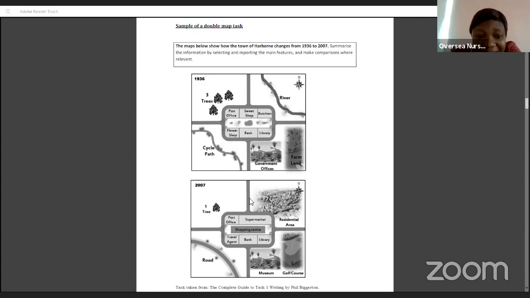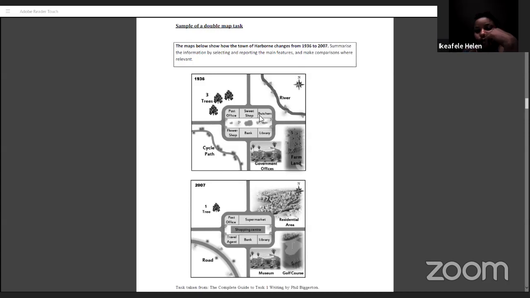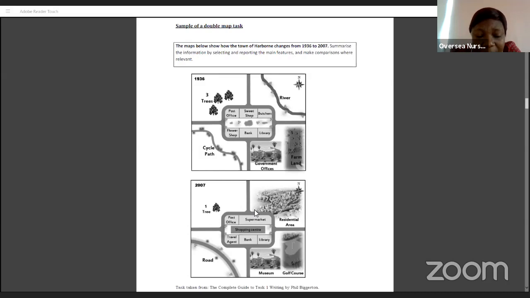They have totally scrapped the sweet shop and the butcher's shop, and they made it a supermarket here. The post office remained the same. So you need to mention what remained the same. Remember, I told you, didn't I? Then the flower shop has been converted to a travel agent office. The bank, the library, the post office, they remain the same in the same location, occupying the same space. There's no changes to them.